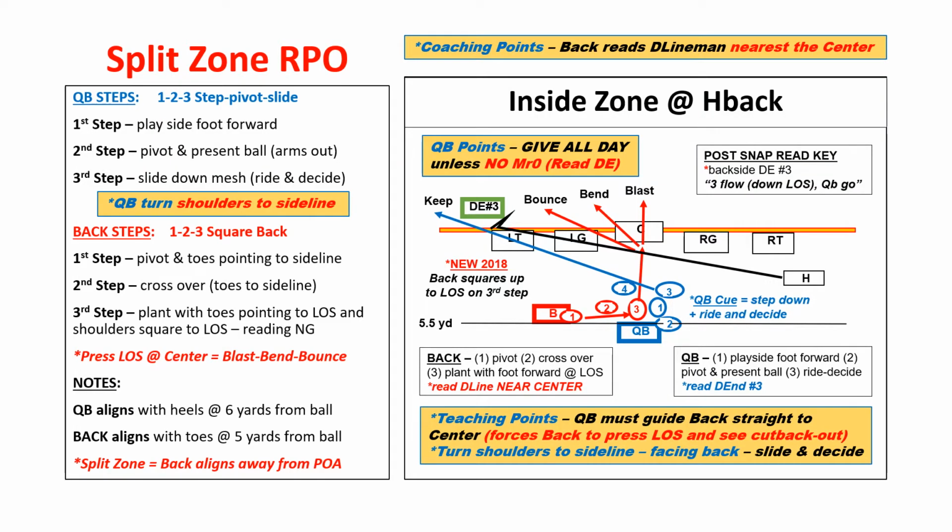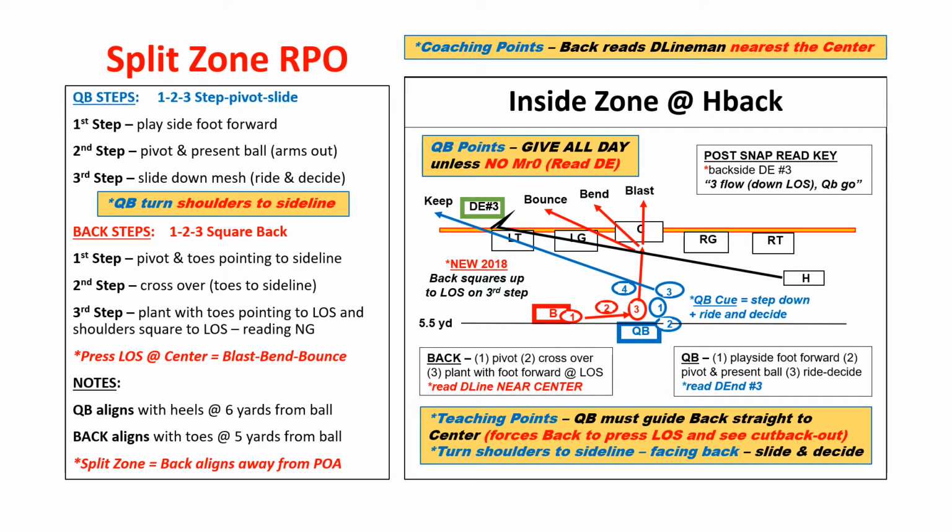So here's the backfield action for split zone RPO. What we're going to do with the quarterback is we call a step down ride into side, where they're actually going to step forward with the foot opposite of the back, but then they're going to go ahead and turn their shoulders so it's facing that running back and then ride him down into the line. The reason we do this is because eventually we're going to make this a post-snap read on that defensive end where the quarterback can keep it out the back door. This is all pre-snap for pass, but all post-snap for run then.